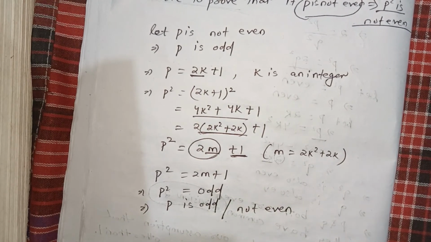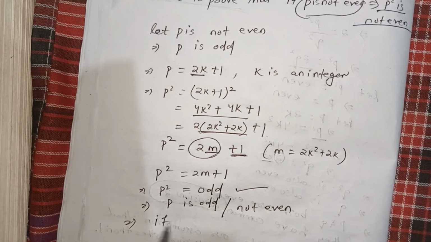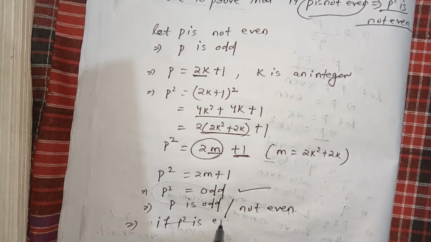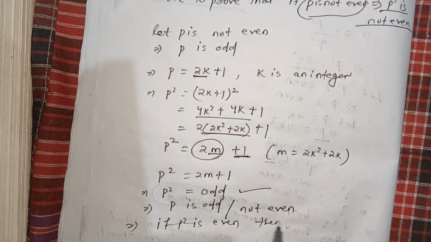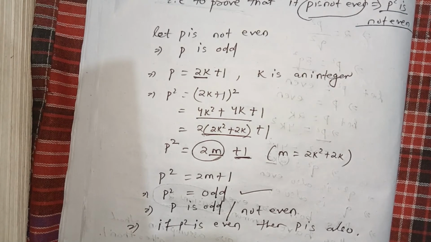So from here, if we prove this one, this directly implies that if p square is even, then p is also even. This is the proof that if p square is even, p is even by the method of contrapositive.